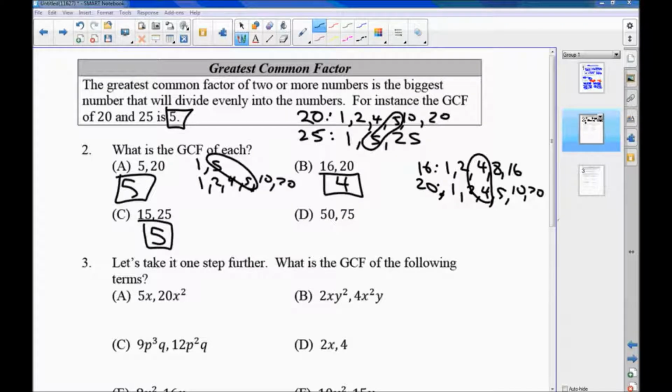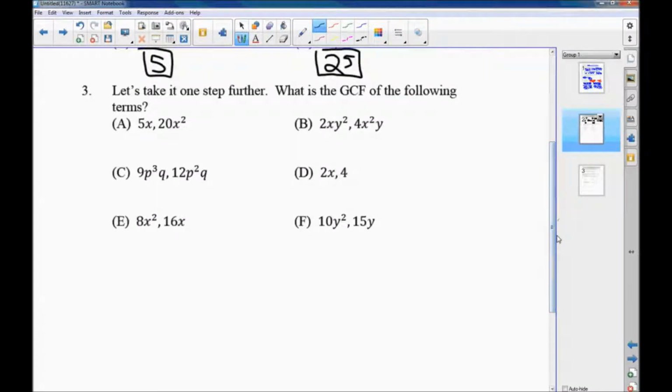And for 50 and 75, you can do the same kind of thing, or you can just think of what's the biggest number that divides evenly into both, and that's 25. 50 is 2 quarters, and 75 is 3 quarters, so it divides evenly into both of those. Okay. Number 3, let's take this one step further and add some x's in here.